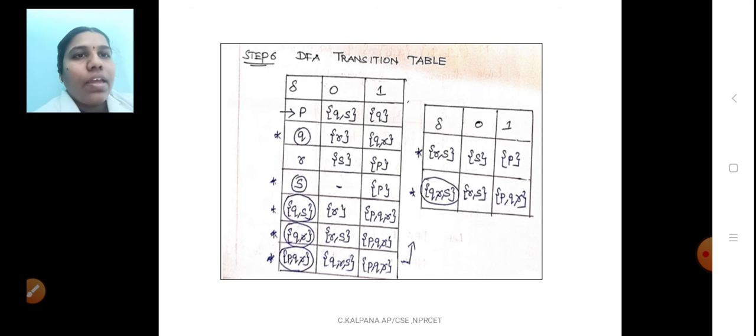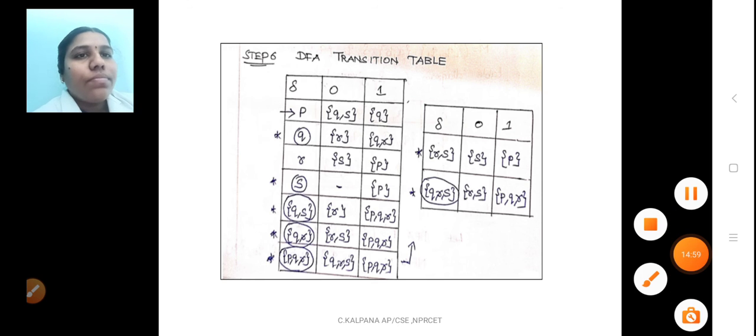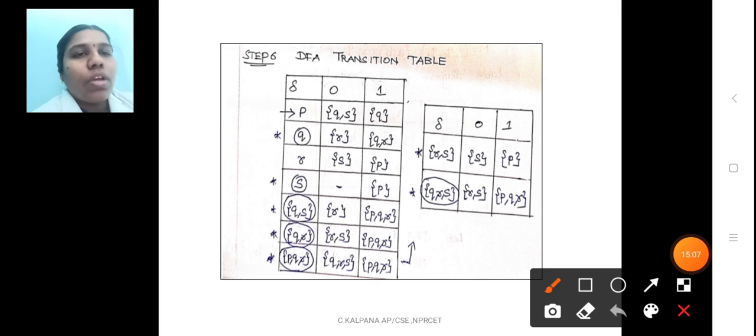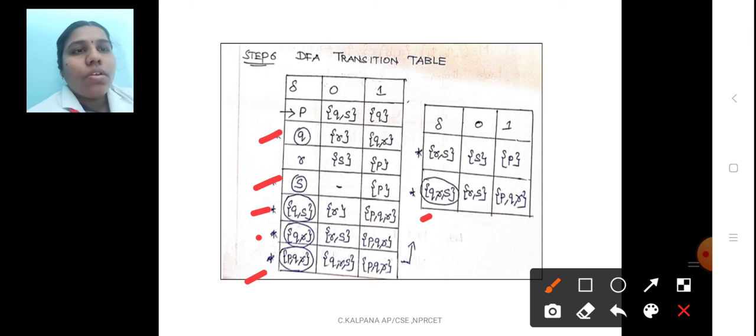So mark everything here. At last mark the start state and final state. Start state is p, so I mentioned start state here. We have the final state q comma s. So you have to mark the final state wherever the q and s are present. Here q, s, q, s. Here q, q, q. And this is also a final state. Mark a round circle here. If it occurs one time also, you can mark the final state. Okay, this is the transition table.